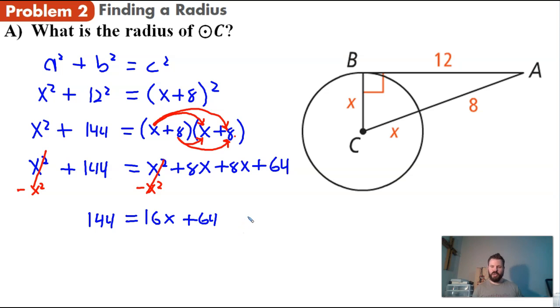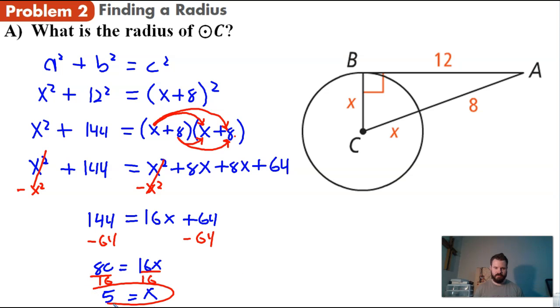Now we're down to a pretty simple equation we've been solving all year. Okay, we can do this. Subtract 64 from both sides. That gives me an 80. Then to finish things off, divide both sides by 16. And I end up with x equals 5. So in other words, the radius of this circle would be 5 units.